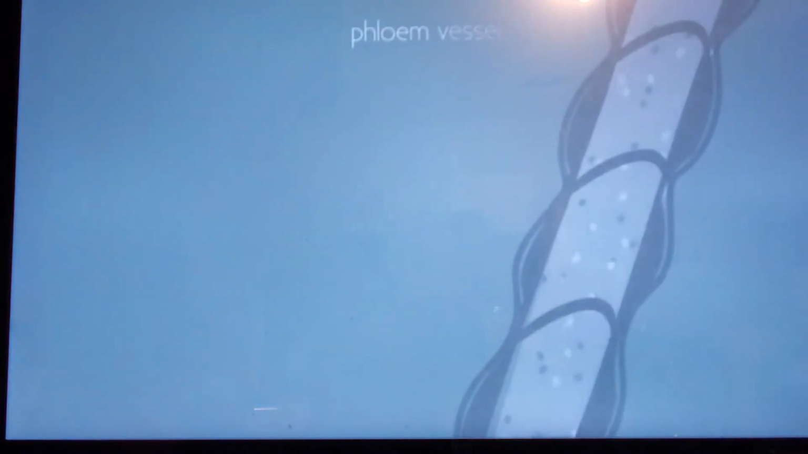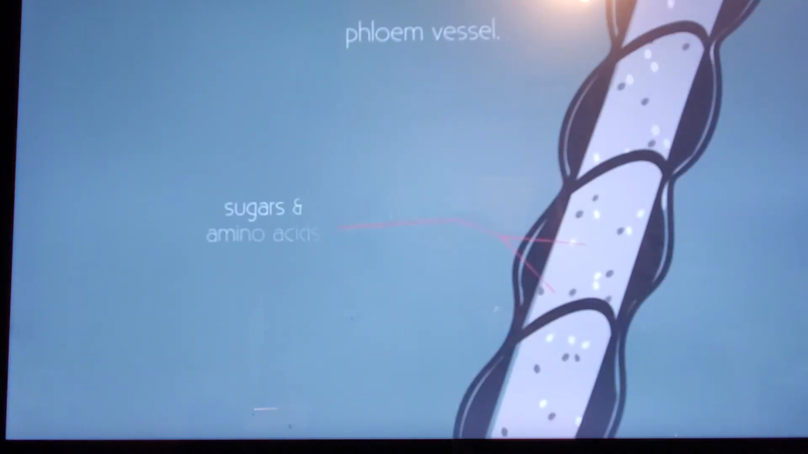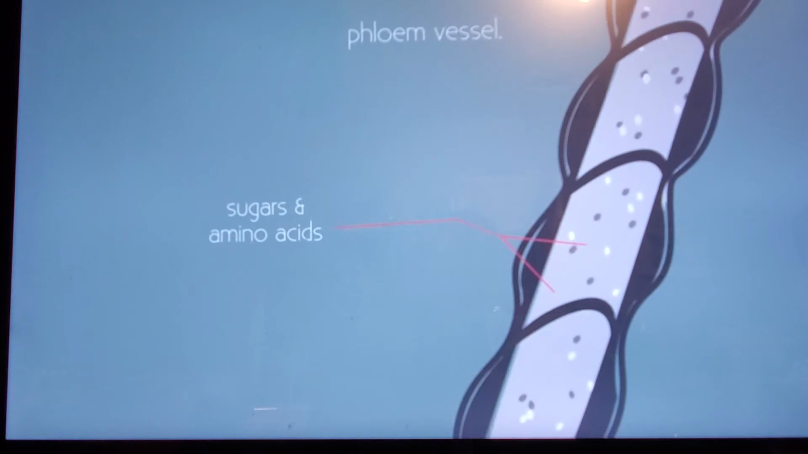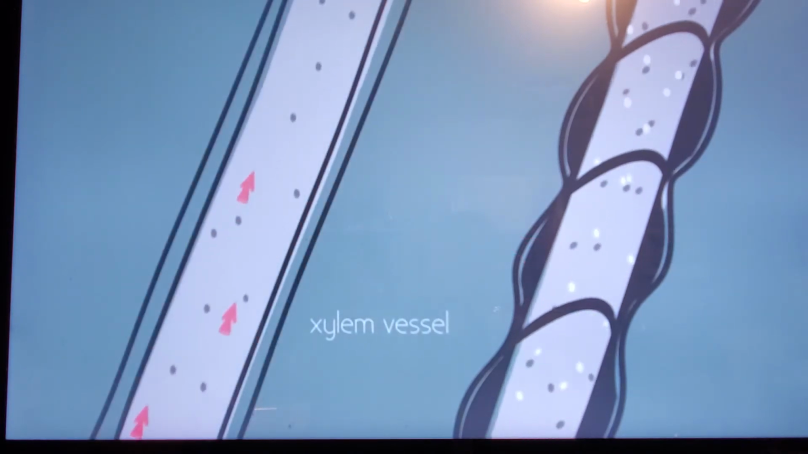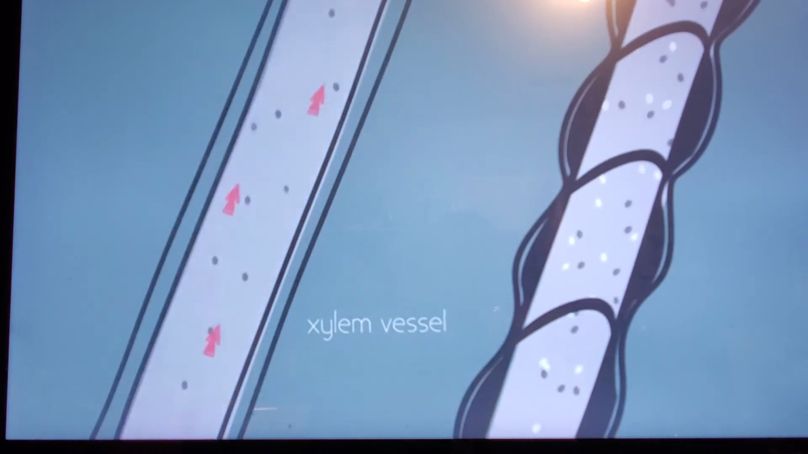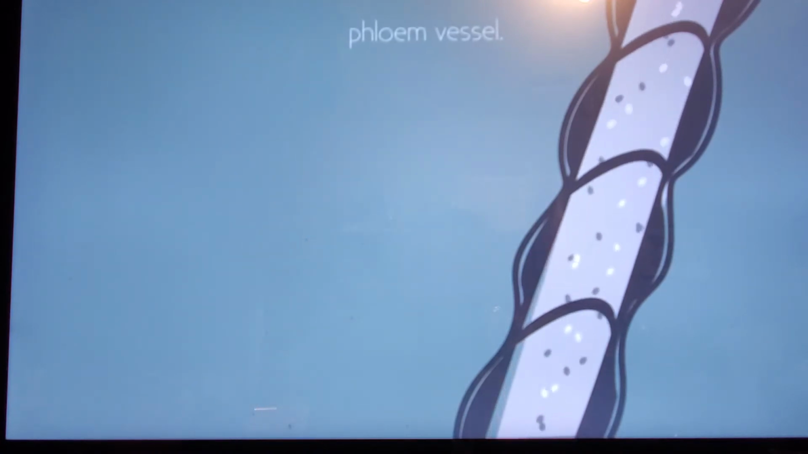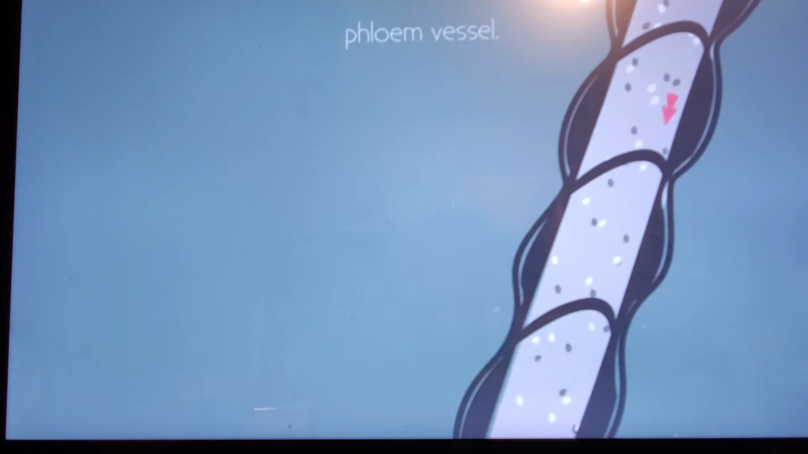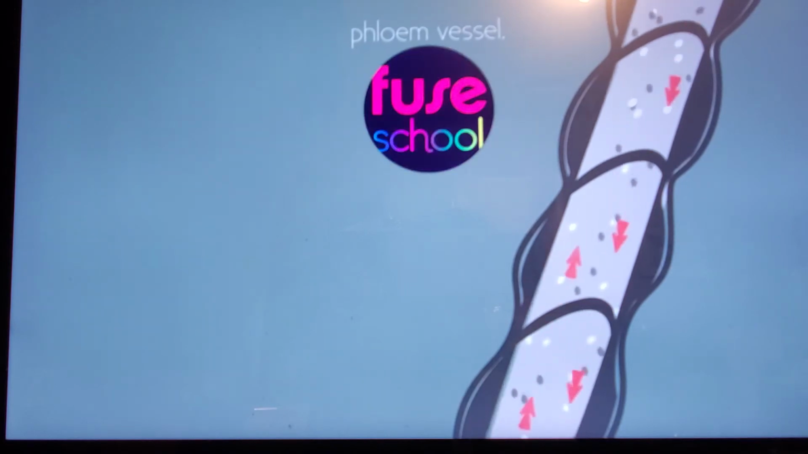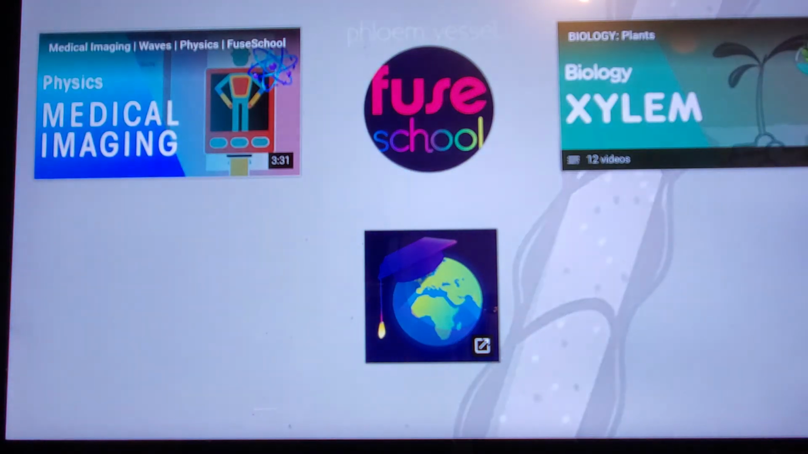We then also learned about the energy-driven translocation of sugars and amino acids in the phloem. Whereas water only travels in one direction, from the roots to the leaves, the sugars and amino acids are needed by every single cell, and so the phloem is multidirectional. But to achieve this, active transport and energy is needed.